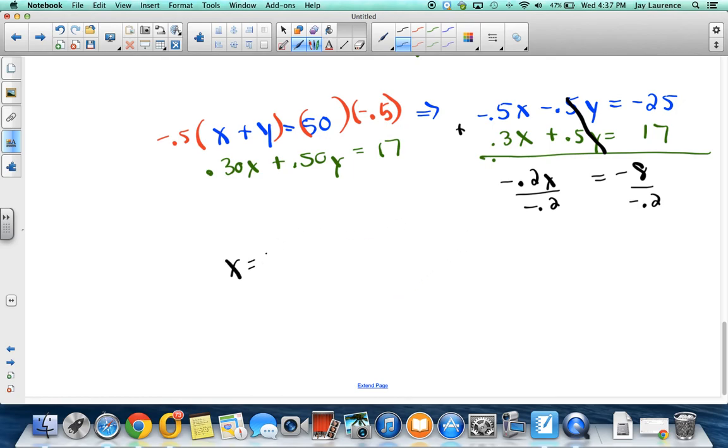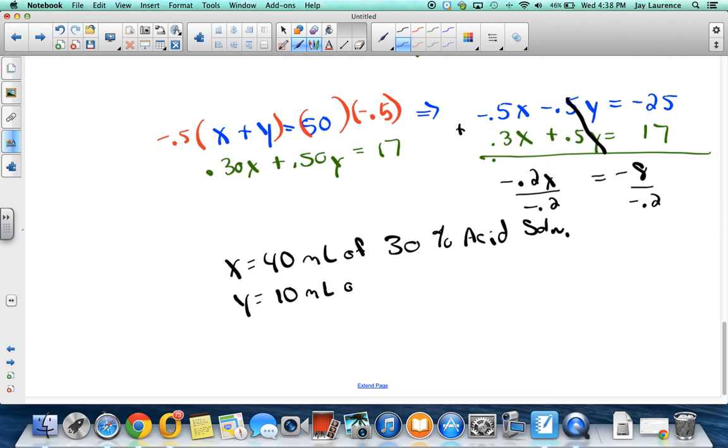So x is going to equal 40 milliliters of the 30% acid solution. And then the y is going to be the remainder. Well, I need 50 milliliters total. If I need 40 from the 1, I'll need 10 milliliters of the 60% acid solution.